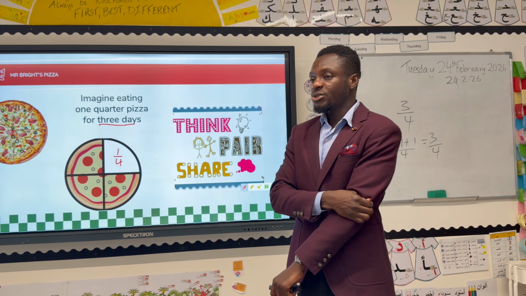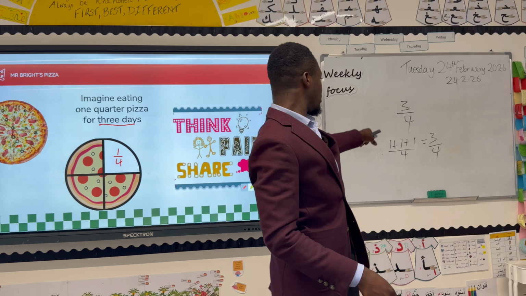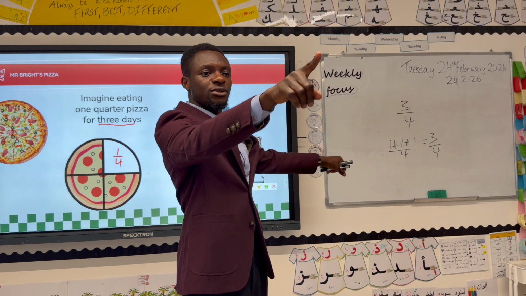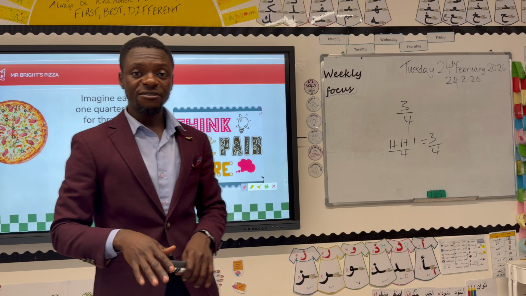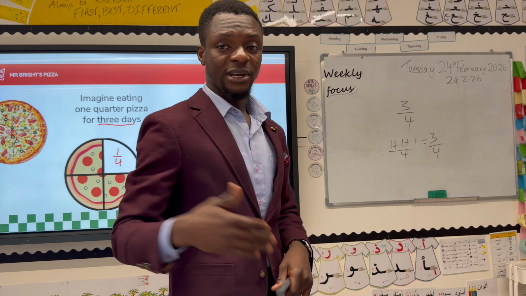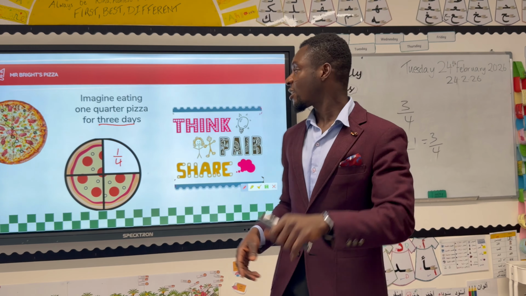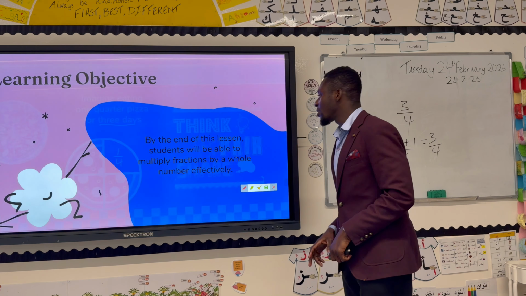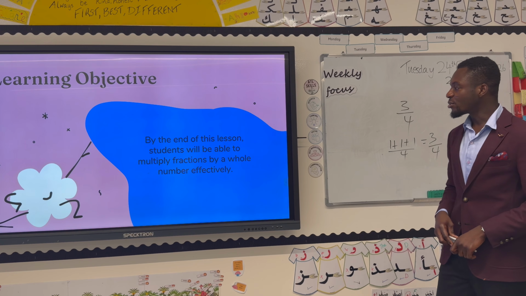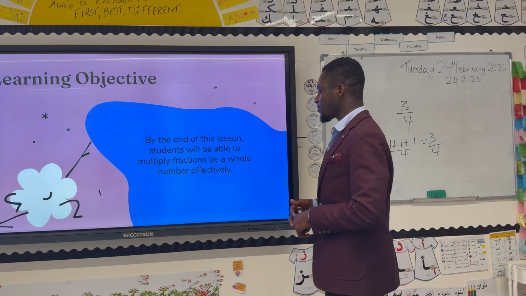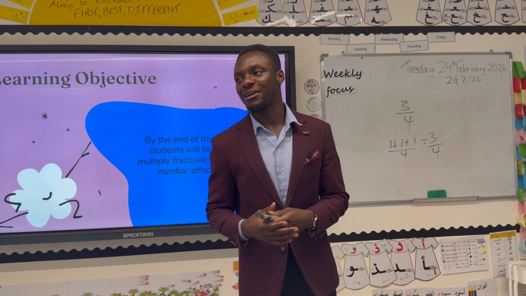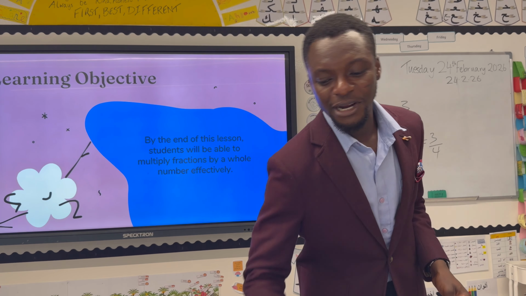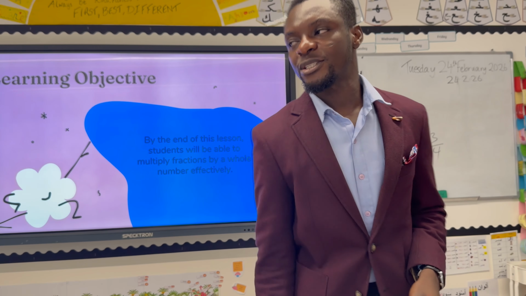By the end of our lesson today, let me see how many people were able to get the same answer. No need to worry at all. If you didn't arrive at this answer, we are still exploring, okay? So by the end of our lesson today, we will be able to multiply fractions by a whole number effectively. Now let's see some key vocabularies that we will come across in this topic.